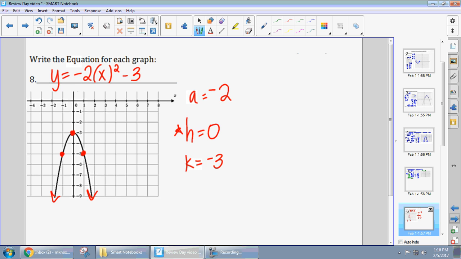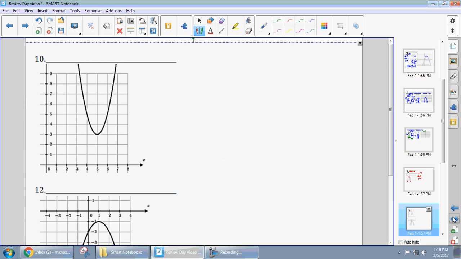Okay, let's move on to number 10. You can do the odds on this page. So again, let's identify our vertex. Remember, our vertex is our H and our K. So our vertex is 5, 3. So our H equals 5 and our K equals 3. Remember, we have to do opposite for our H in our equation.